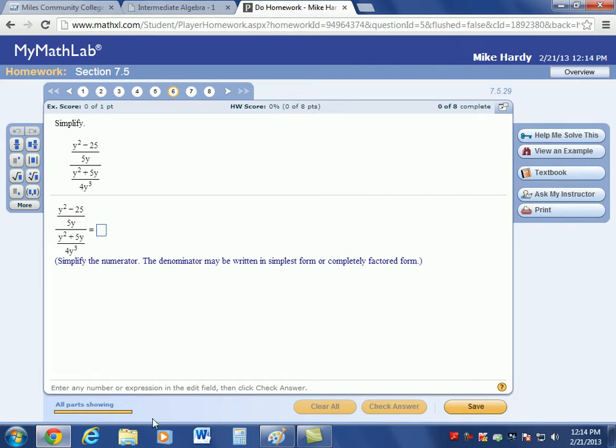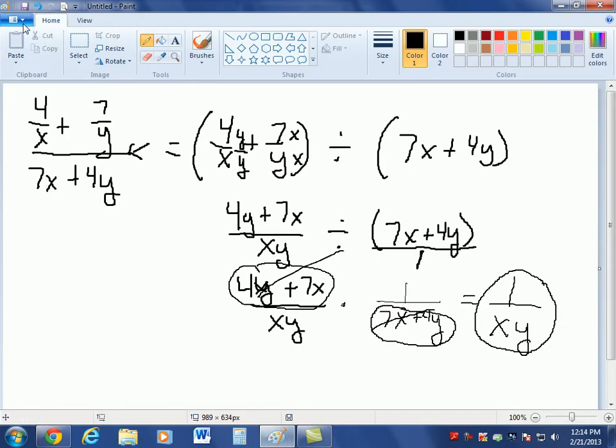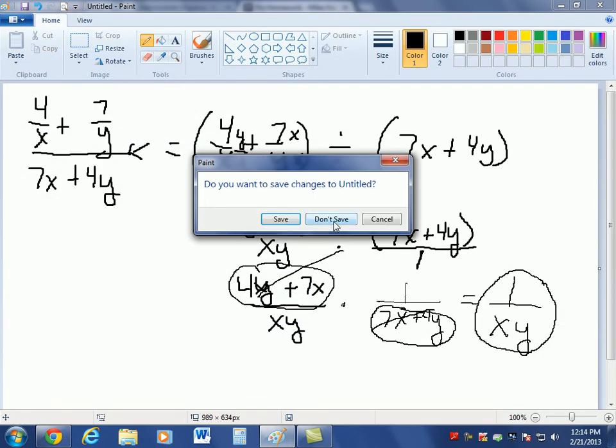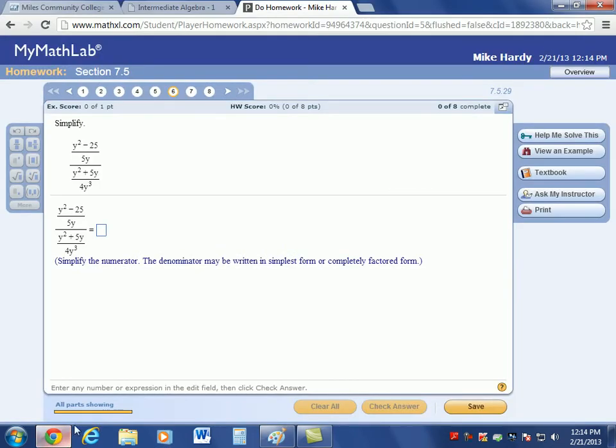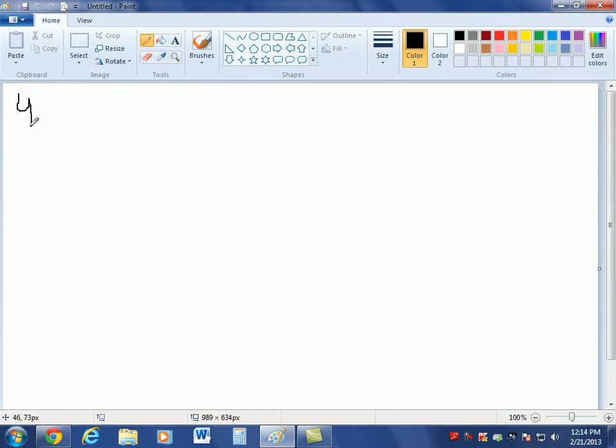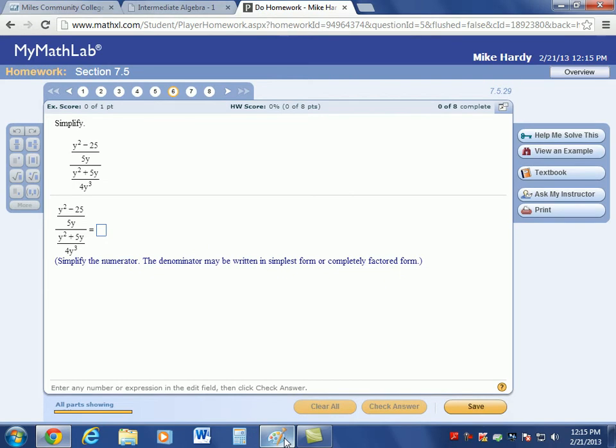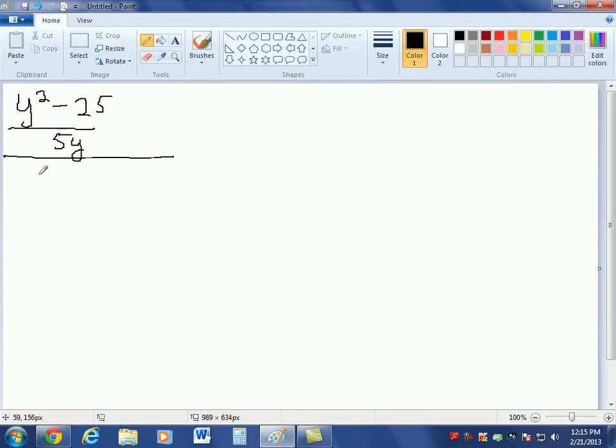Let's take a look at number 6. Okay, so number 6, to clear off a screen here for us to work on. I've got y squared minus 25 over 5y, divided by y squared plus 5y over 4y cubed.